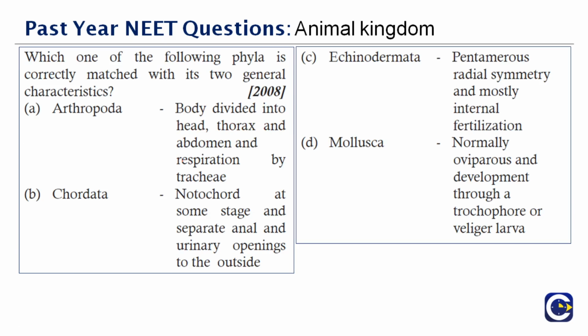Which one of the following phyla is correctly matched with two general characteristics? Okay, we'll first discuss A. Arthropoda: body is divided into head, thorax and abdomen, and respiration by trachea.